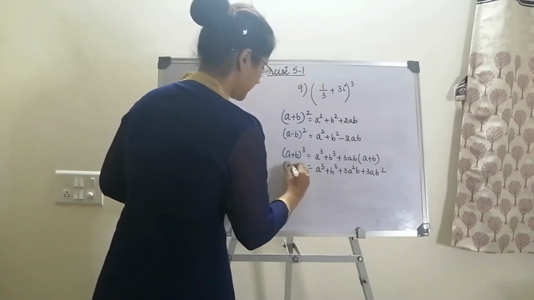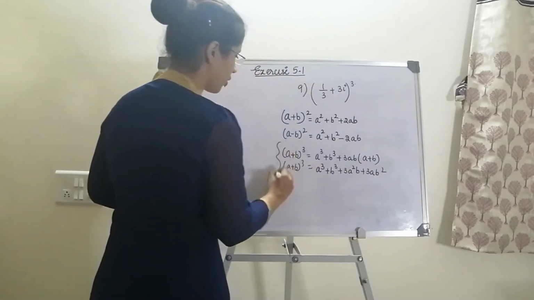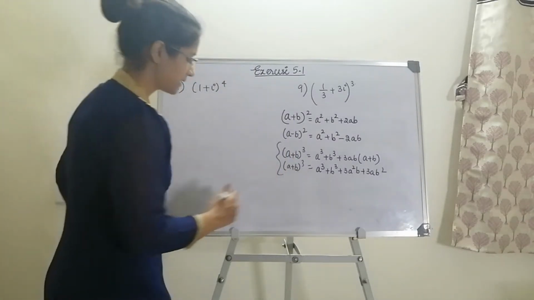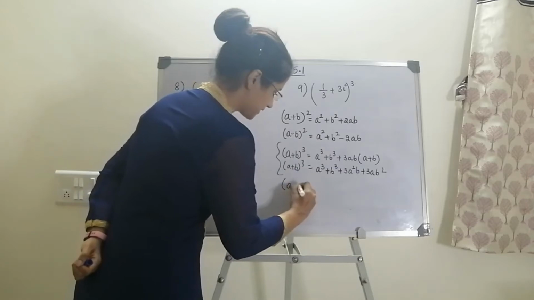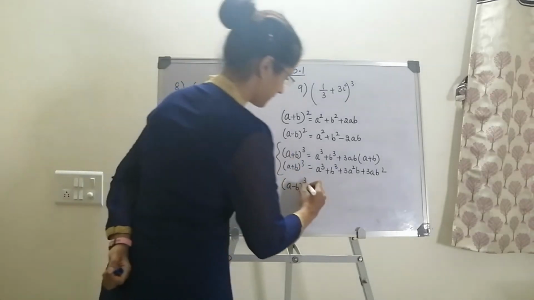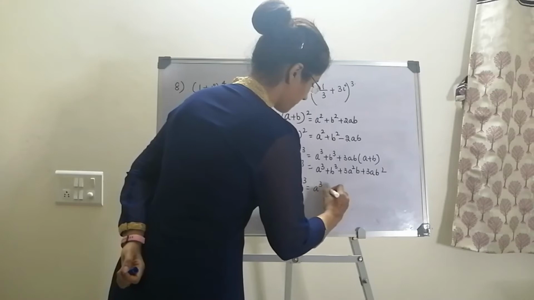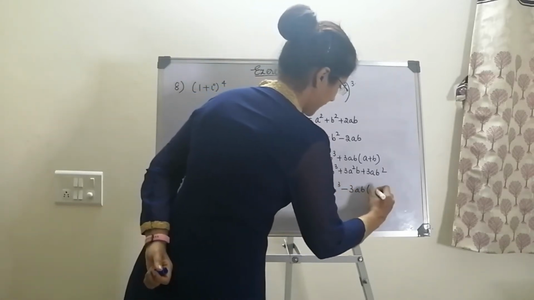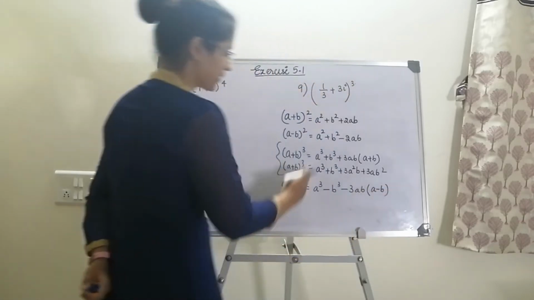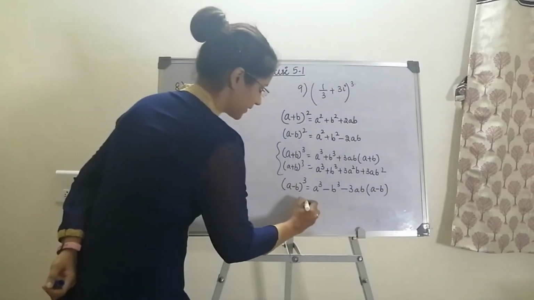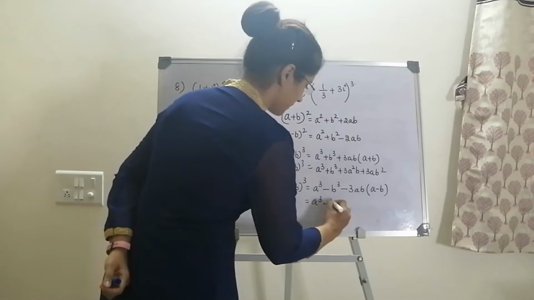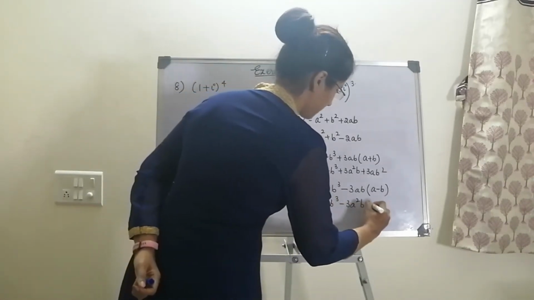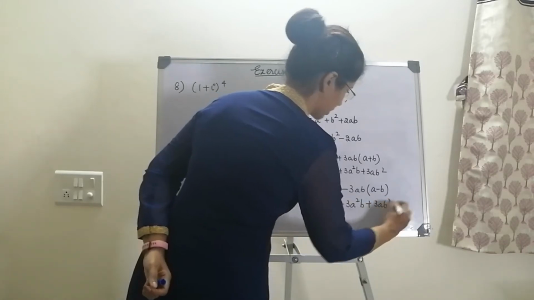So our identity a plus b the whole cube can be written in two forms. Next I come to a minus b the whole cube. This can be written as a cube minus b cube minus 3ab into a minus b. Further, this identity can be written as a cube minus b cube minus 3a square b plus 3ab square.